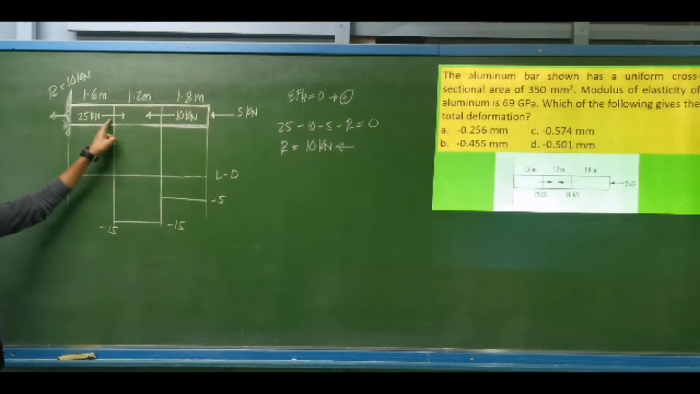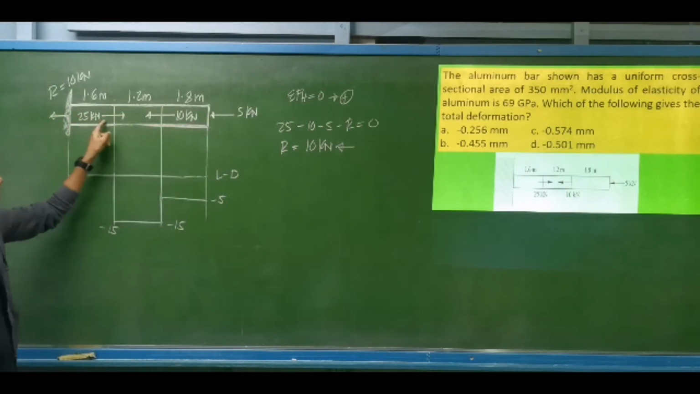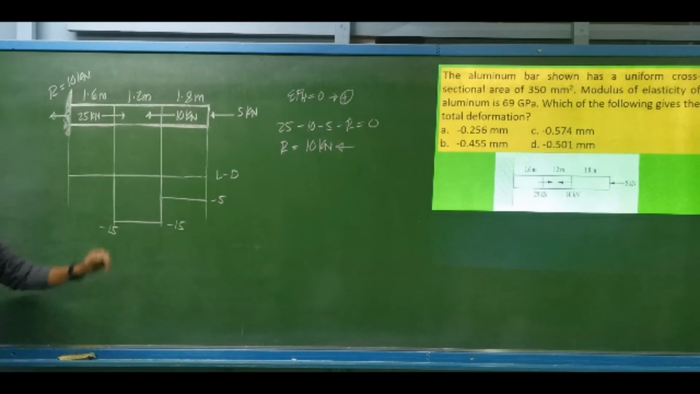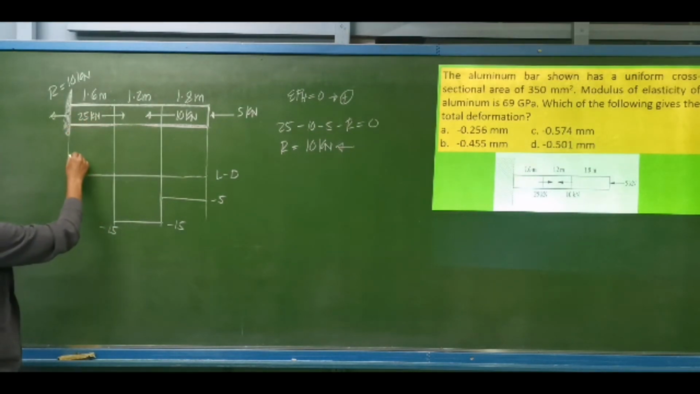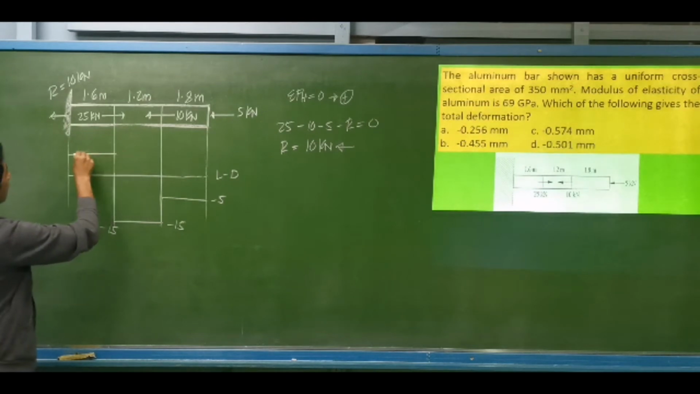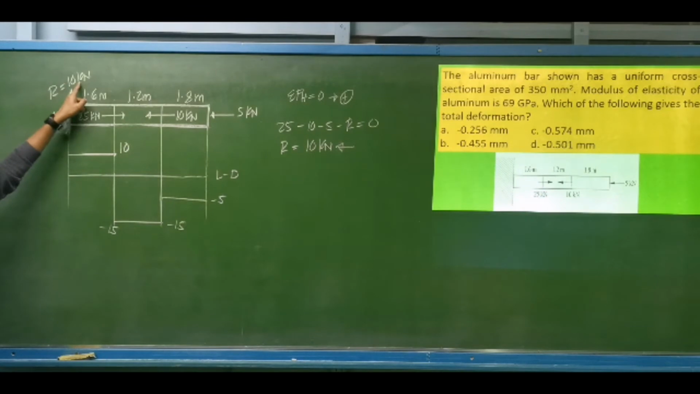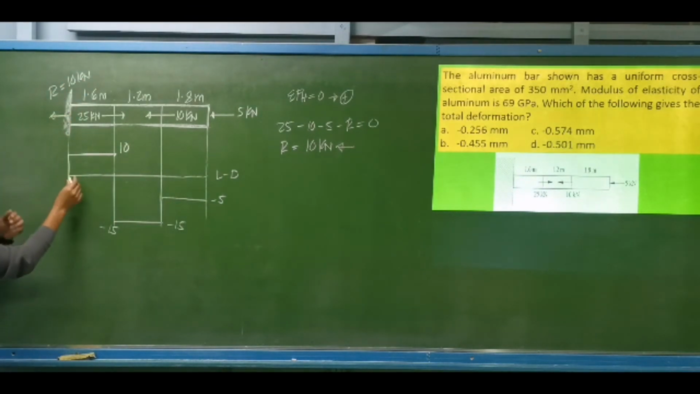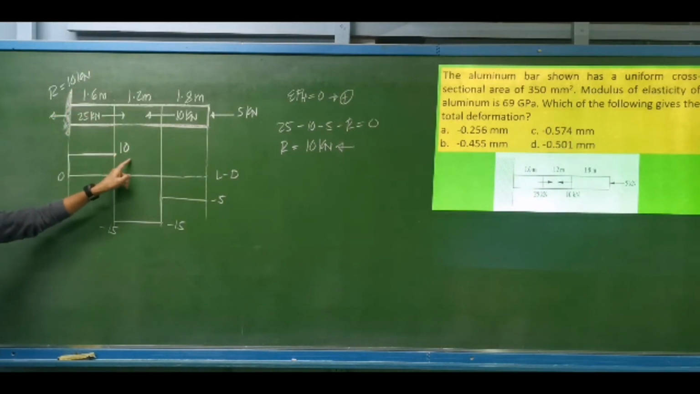So on this point, we have 25 kilonewtons to the right. That is, its effect to the member is tension. So that is positive. So 25 plus negative 15 is positive. Okay, we have positive 10. Then we have our reaction. That is 10 kilonewtons to the left. That makes the value 0, if we add negative 10 plus 10 kilonewtons.